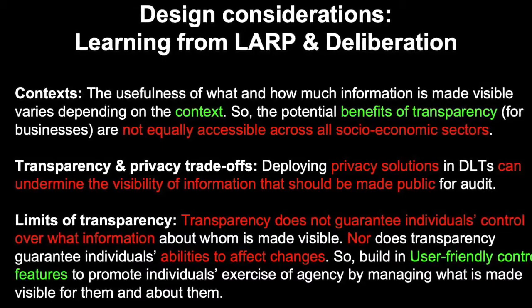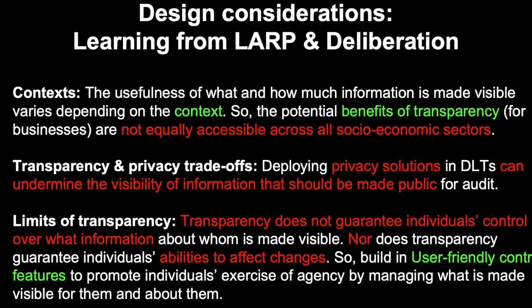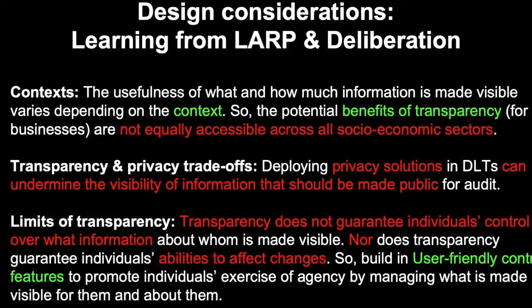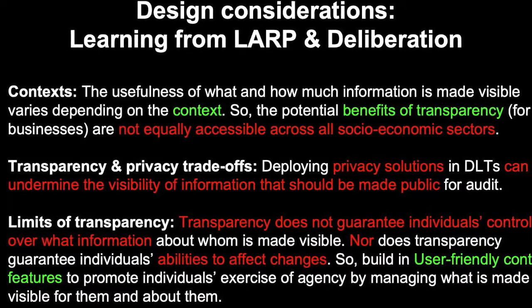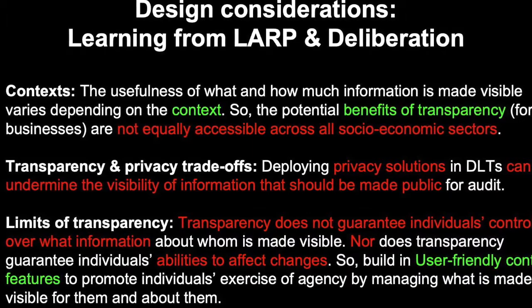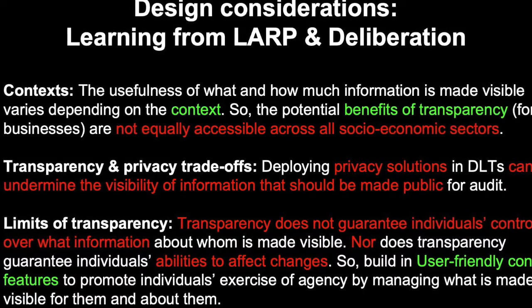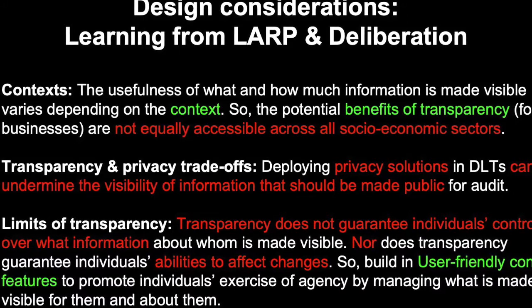2. Context also plays an important role in determining what the right balance is between transparency and privacy. This affects decisions, for example, whether to apply privacy solutions to distributed ledger technologies, because such solutions can undermine the visibility of information that should be made public for audit, particularly in financial contexts. So, tread carefully.